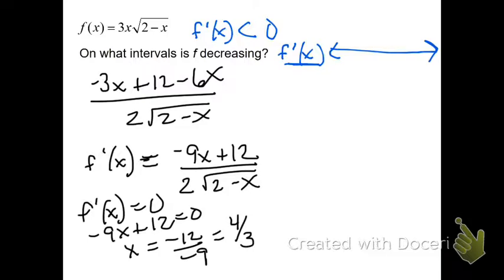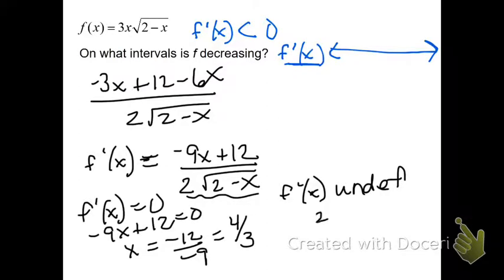Okay, when is the denominator equal to 0, which is when is the derivative undefined? And that's when either of those factors equals 0, which would be just when 2 minus x equals 0, which is when x is 2. So I have two critical points, 4/3 and 2. And now we need to check the signs surrounding them.